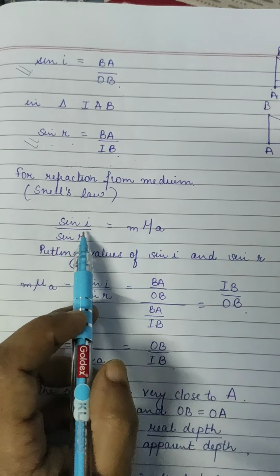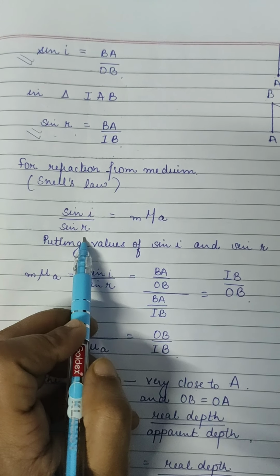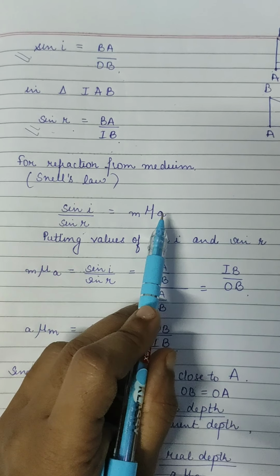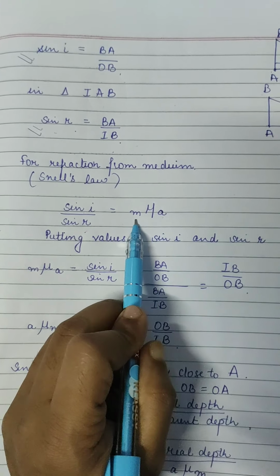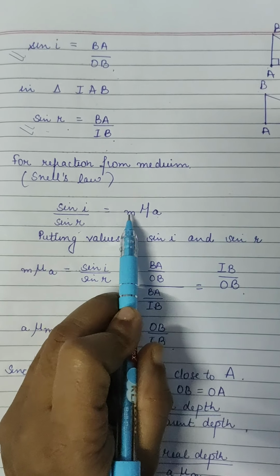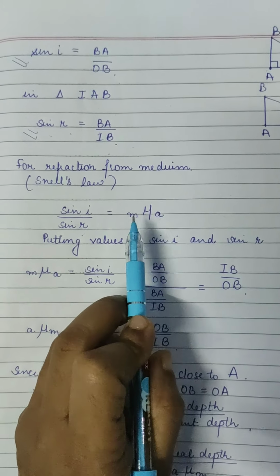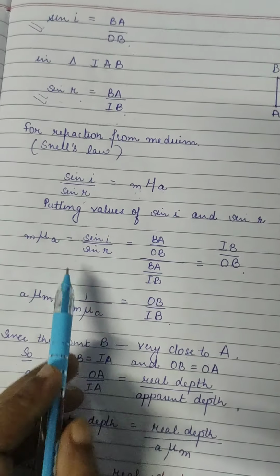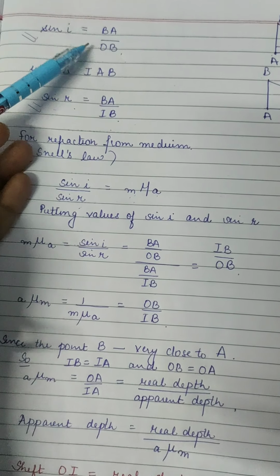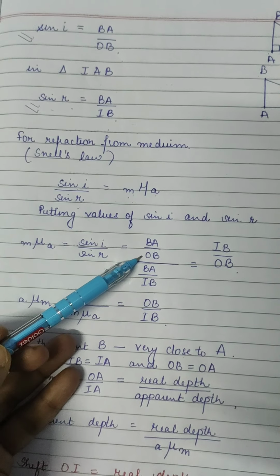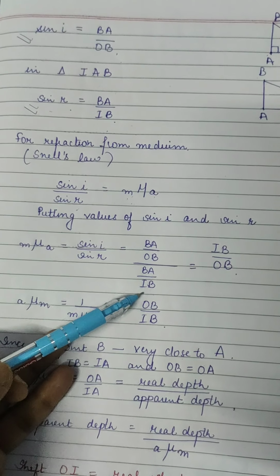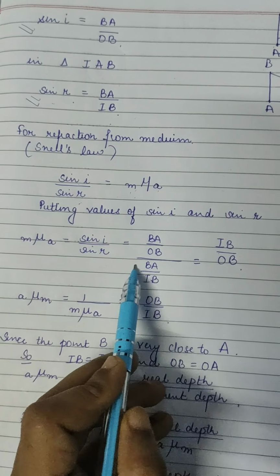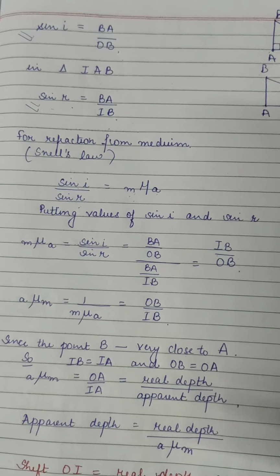So that's what I have written here, that sin I upon sin R is equal to what? Refractive index. How? Refractive index of air corresponding to the medium. Why air corresponding to medium? Because our angle of incidence is actually there in the medium. So just putting down these values, that is BA upon OB and BA upon IB, we put this, IB is coming out to be OB, this BA will get cancelled.